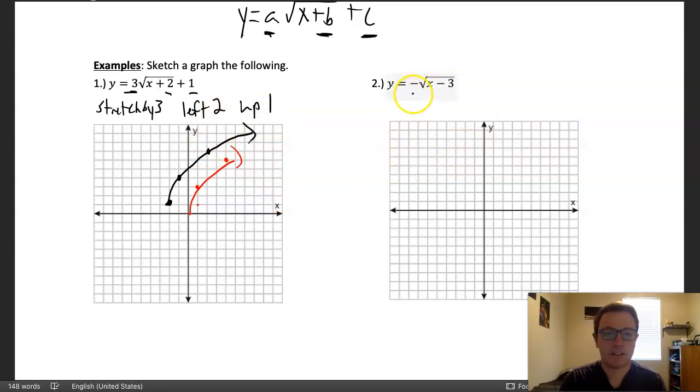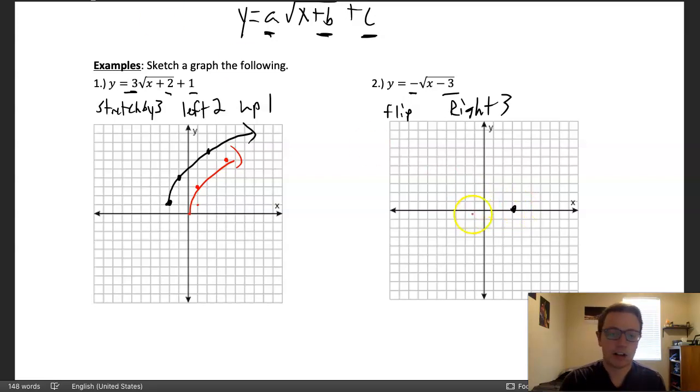For the second one, we have this negative here. So we're going to be opening down, or we're going to be flipping which way our y values go. And we have this negative 3. So the negative 3 tells us we're going to move right 3. Remember, our horizontal changes get flipped. So we're going to start by moving over 1, 2, 3.